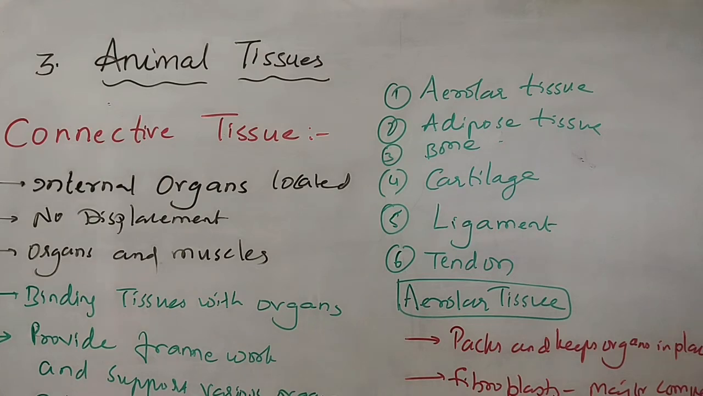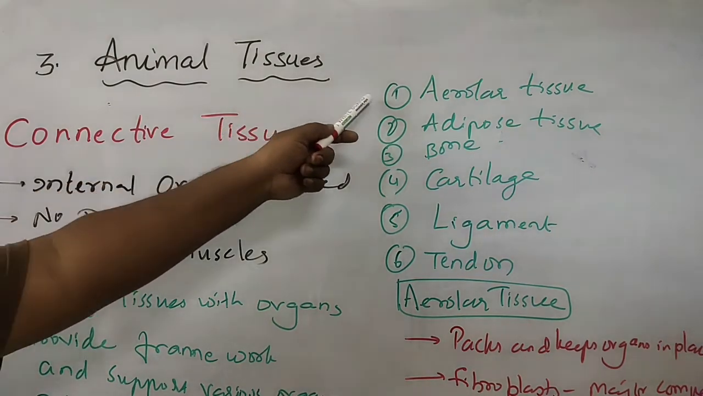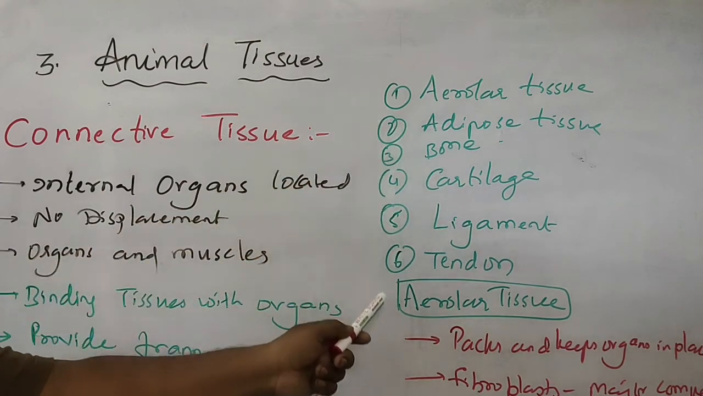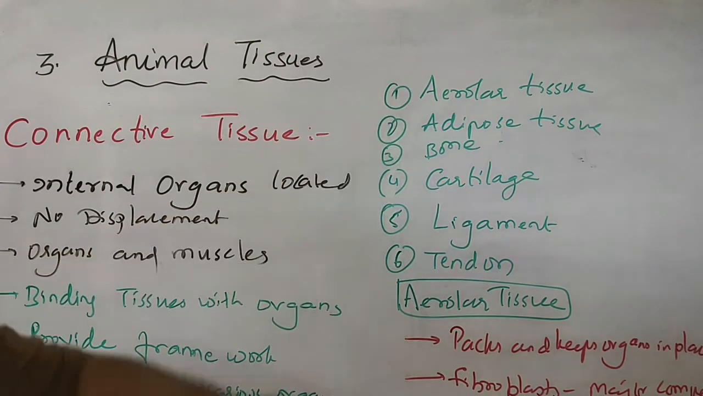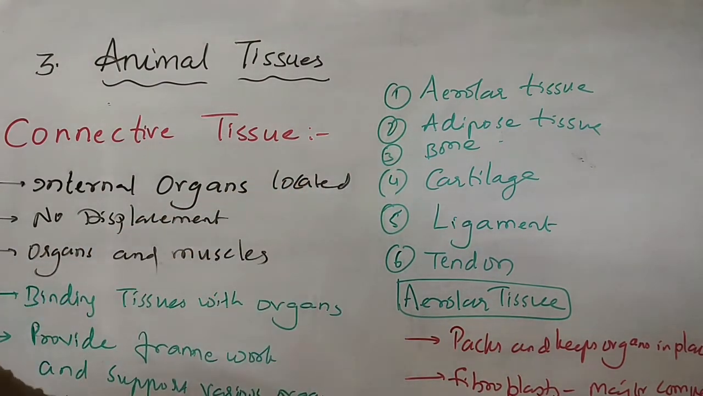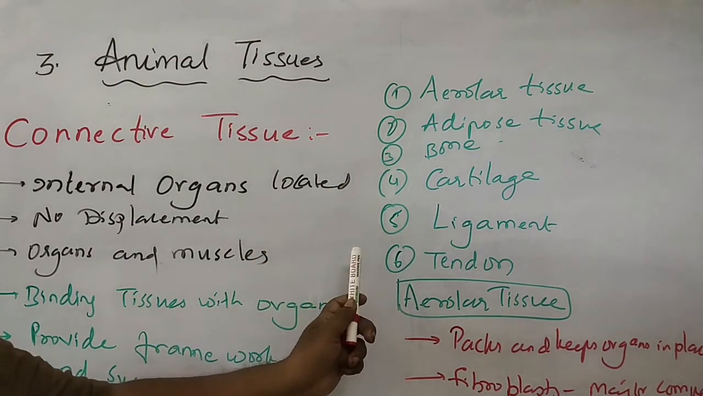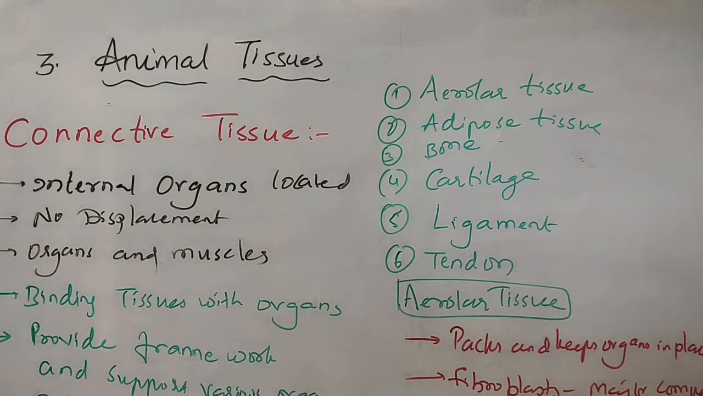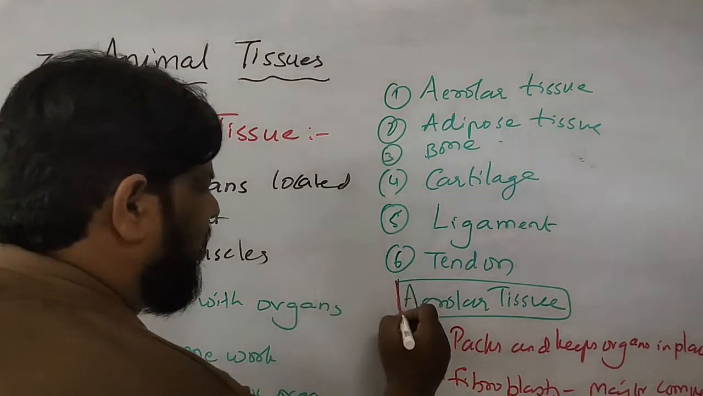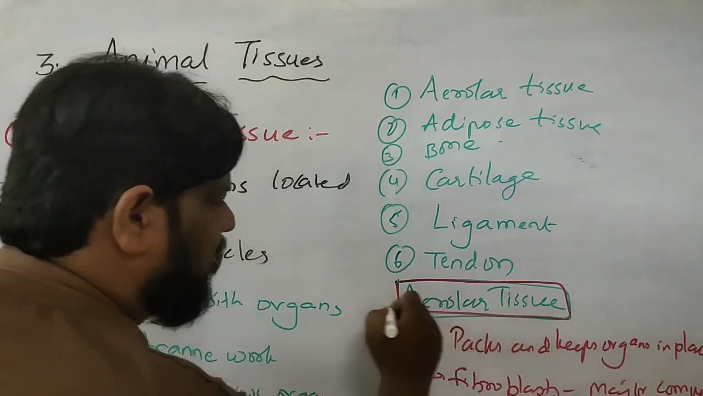And now next we see that there are different kinds of animal tissues here. One is areolar tissue, second one is adipose tissue, third one is bone, fourth one is cartilage, fifth one is ligament, sixth one is tendon. So we are going to see about these 6 different connective tissues now. The first one is the areolar tissue.